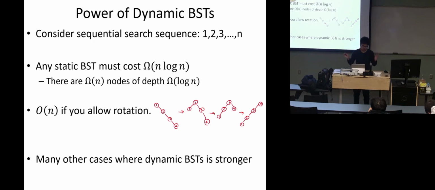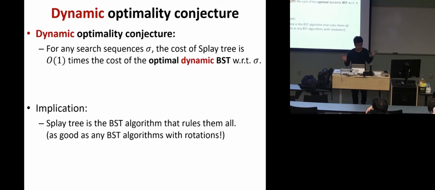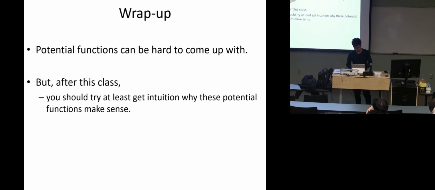And there are many other cases when dynamic BST is stronger, where you get a much better bound than n log n. Now the dynamic optimality conjecture says that, okay, forget all this dynamic BST, just use a Splay tree. It's just as good as any algorithm. It's the BST algorithm that rules them all. We don't know yet how to prove this, but yeah, that's a very nice open problem.